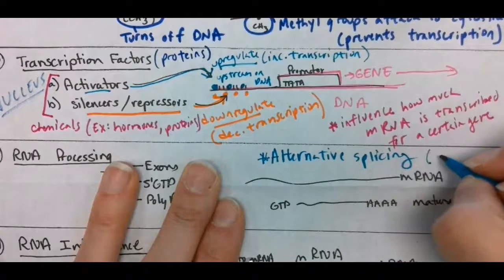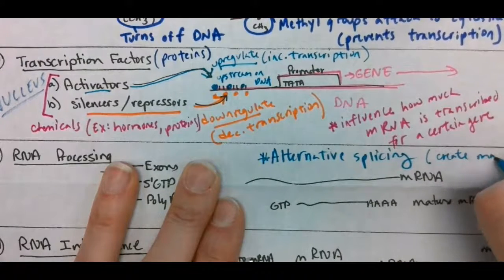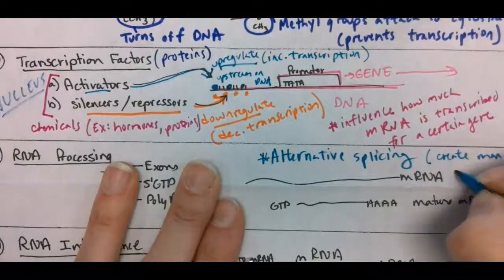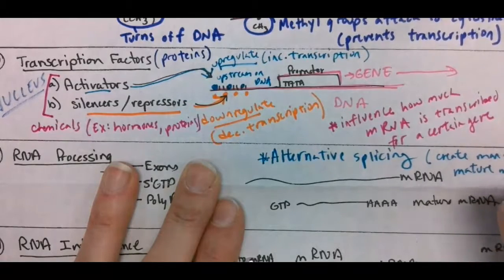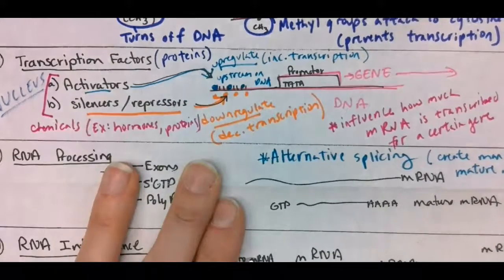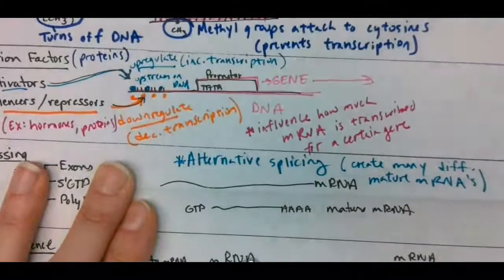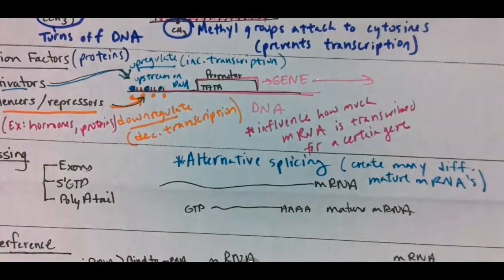And this allows you to create many different mature mRNAs from the same DNA. So that's one way RNA splicing can regulate genes.